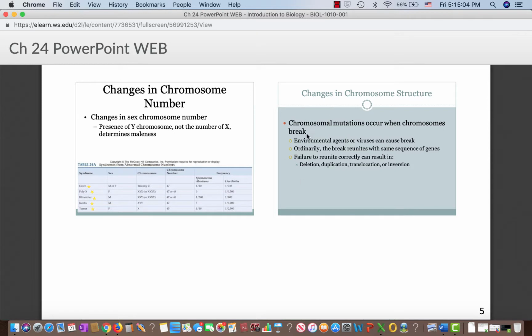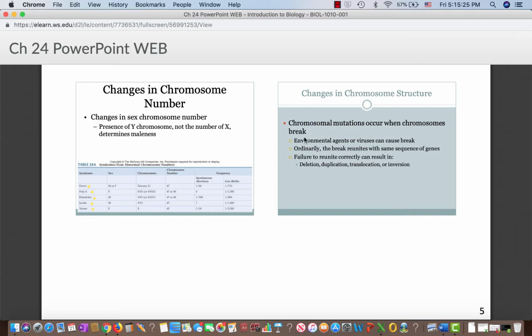So you can also have additional chromosomal mutations when the chromosomes break, either through environmental damage or viruses that can cause damage. And typically you repair your DNA by just putting the sequences back together, and it's fine. But you can have deletions, duplications, translocations, and inversions in the process.